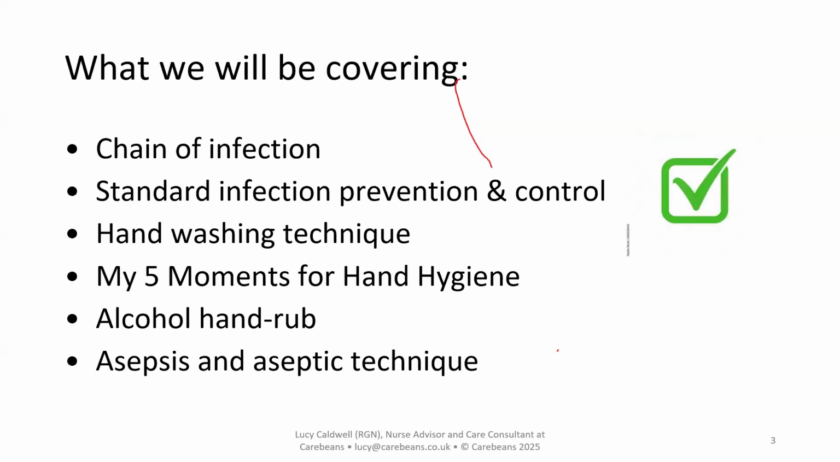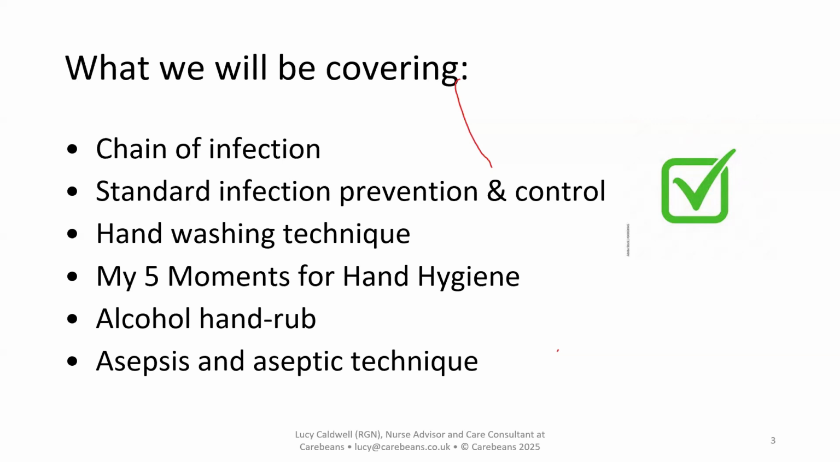So what we're going to be covering today is quite a few different areas. We're going to be looking at the chain of infection, what a chain of infection looks like and how it spreads. We're going to then be covering standard infection prevention and control precautions that need to be taken within your service. We're going to be looking at hand washing, including alcohol rub, and also the World Health Organization, so the WHO 5 moments for hand hygiene. So when you should be doing your hand hygiene as good practice on a day-to-day basis.